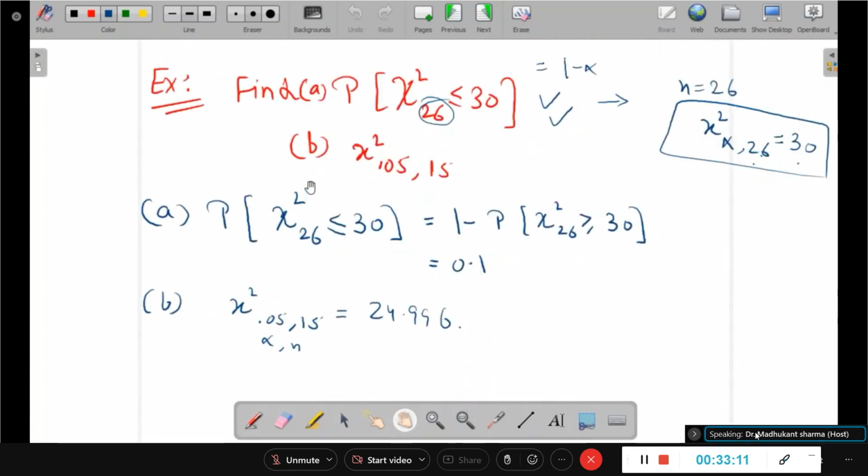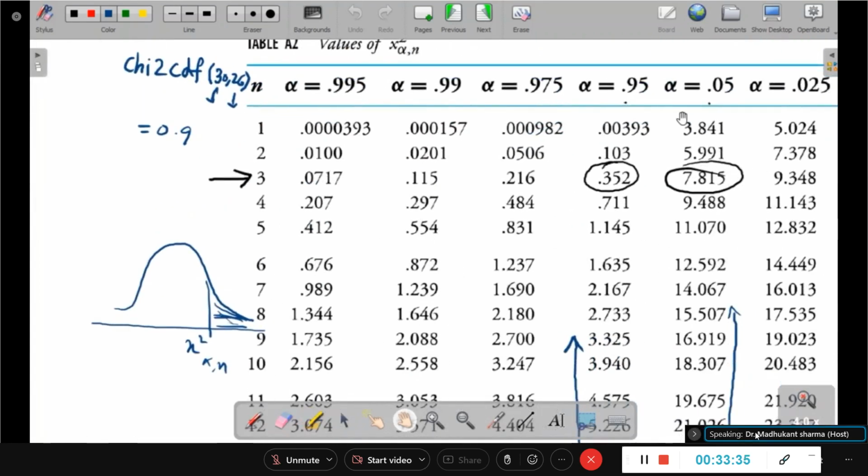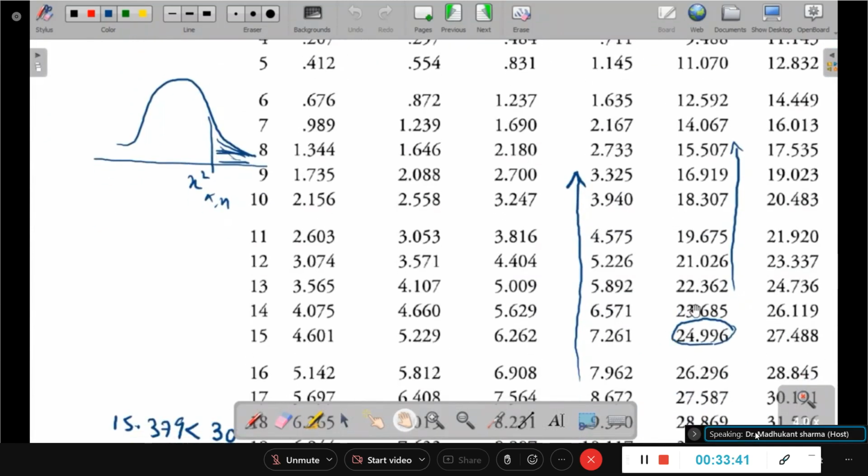Now similarly, for the B part, what is the value of chi-square 0.05, 15? Yeah, it is very easy. 15 stands for n, so you have to take the 15th row, and for alpha equals 0.05, this is the column. So the value of chi-square 0.05, 15 is 24.996. Okay, right? So if you have any doubt, you can ask.